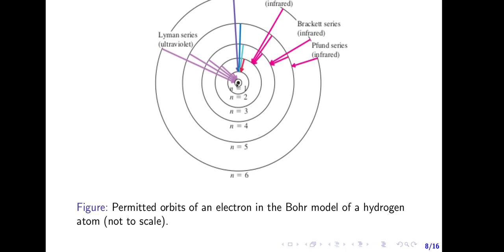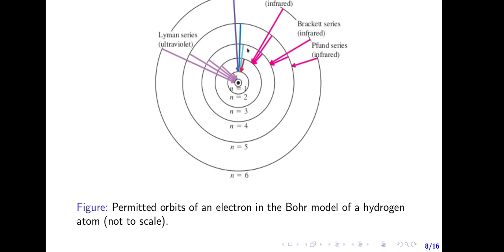So when there is a jump from maybe n equals 2 to n equals 1, or n equals 3 to n equals 1, or 4 to 1, we call that series the Lyman series, and it is found in the ultraviolet. The energy emitted is found in the ultraviolet region.